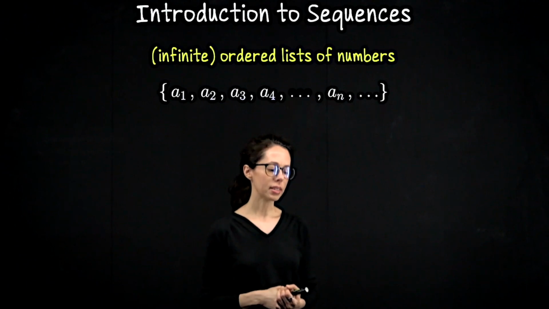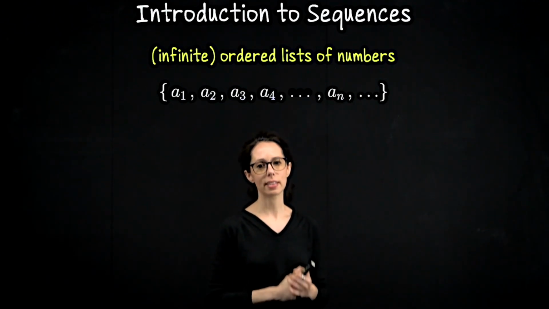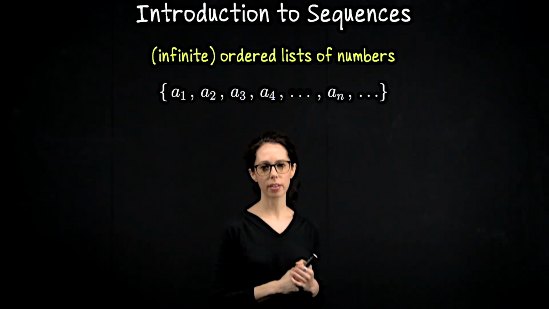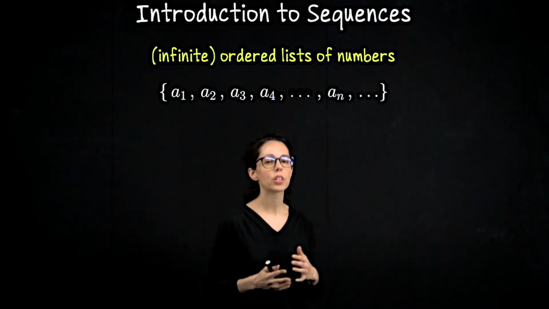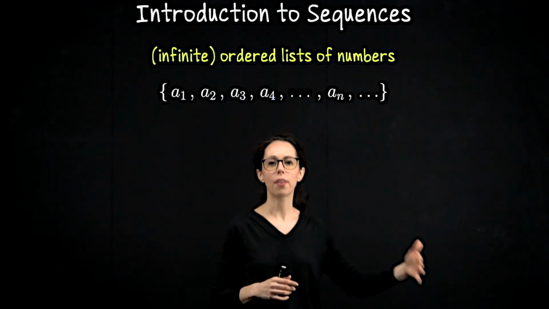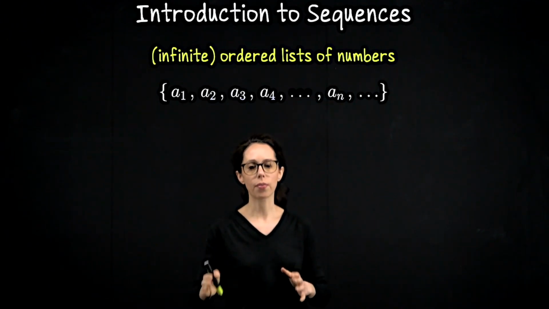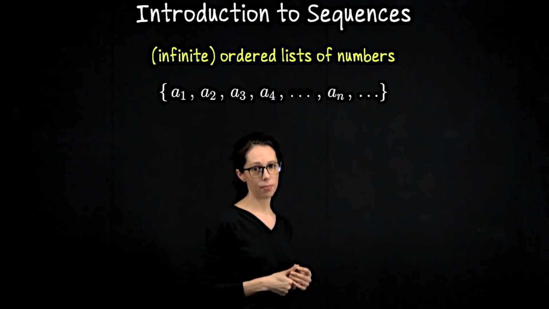There are a couple different ways to define it, but I think a good working definition to start with is it's an infinite ordered list of numbers. Every adjective there is important. So a sequence should be an infinite list. Your sequence could be 1, 2, 3, 4, 5, dot, dot, dot to indicate that it goes on. It shouldn't be the sequence 1, 2, 3, 4, 5, stop. So it's got to be an infinite list.